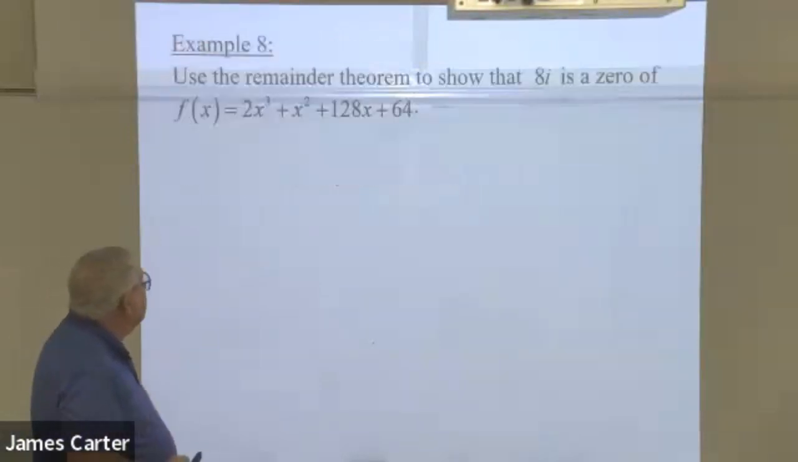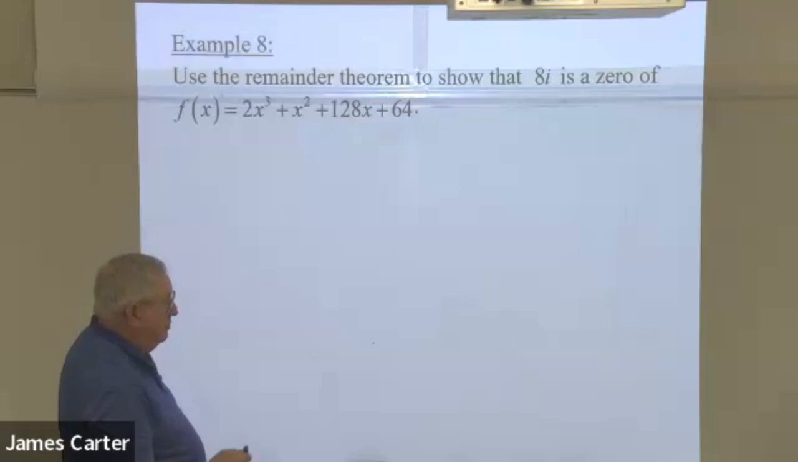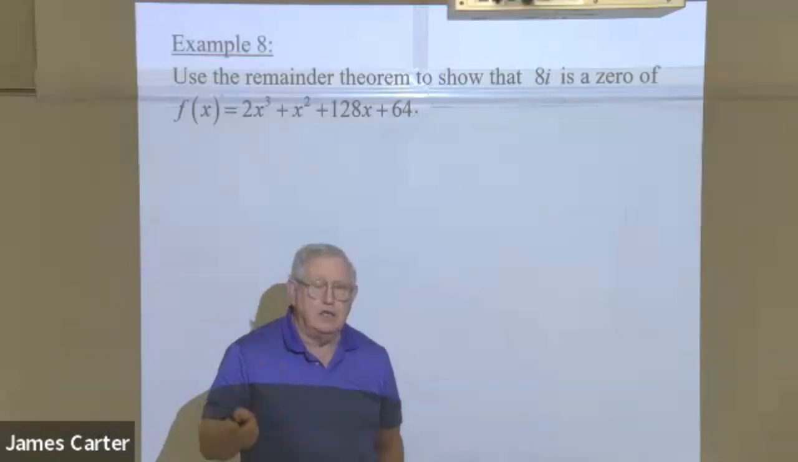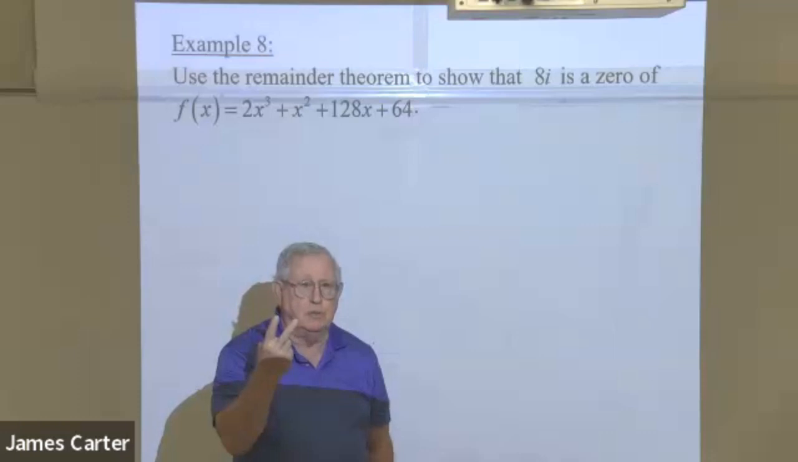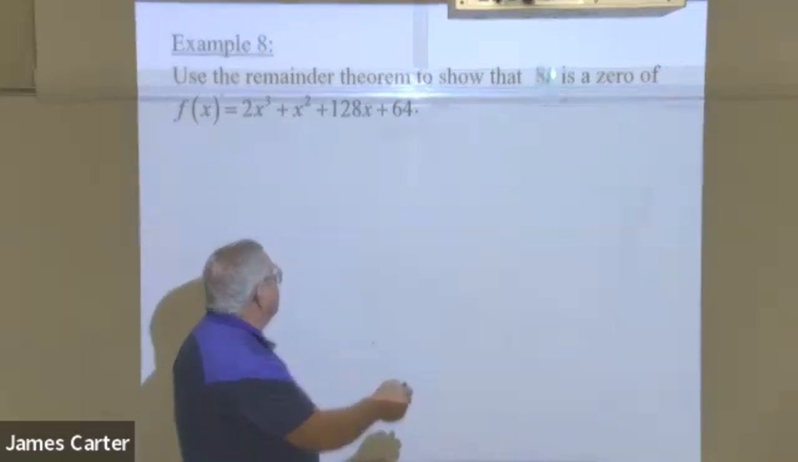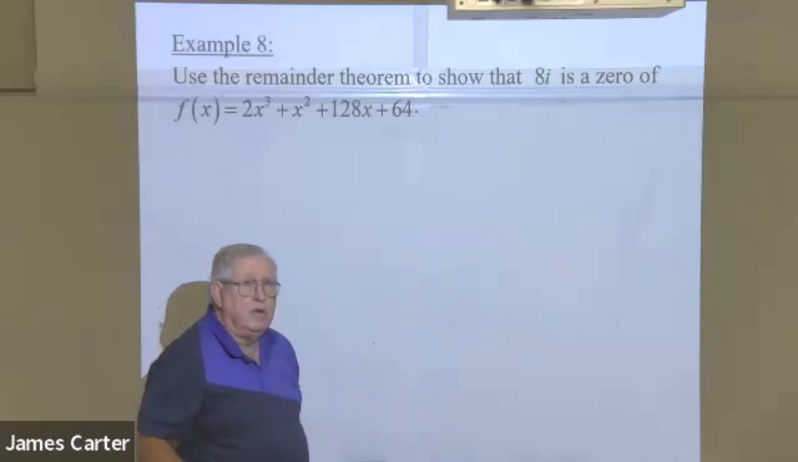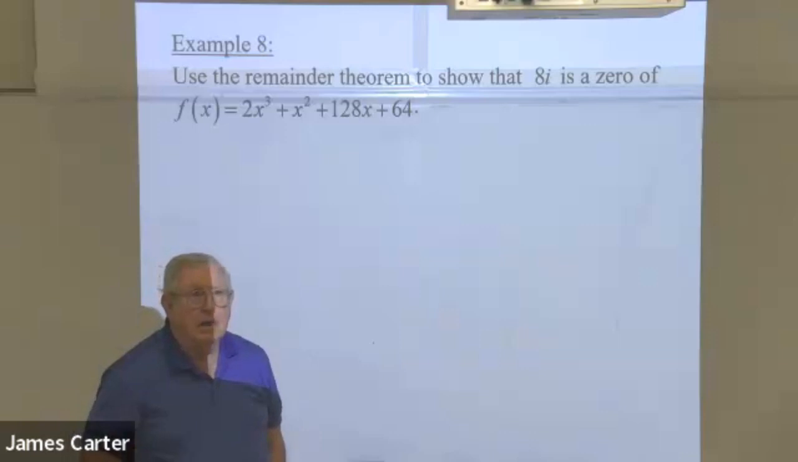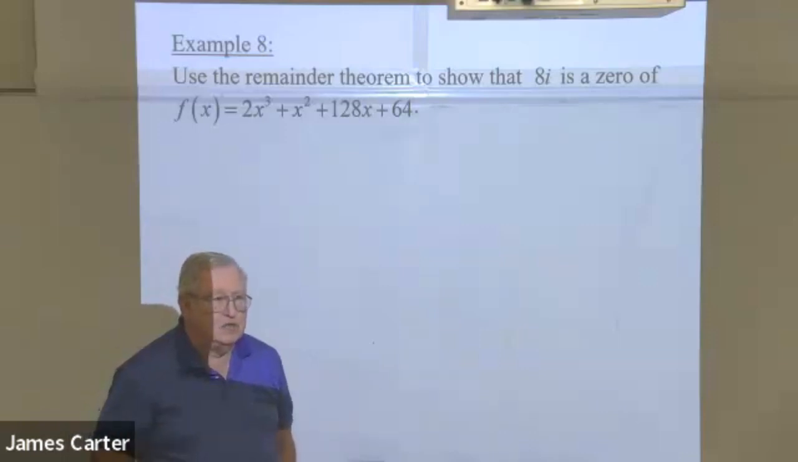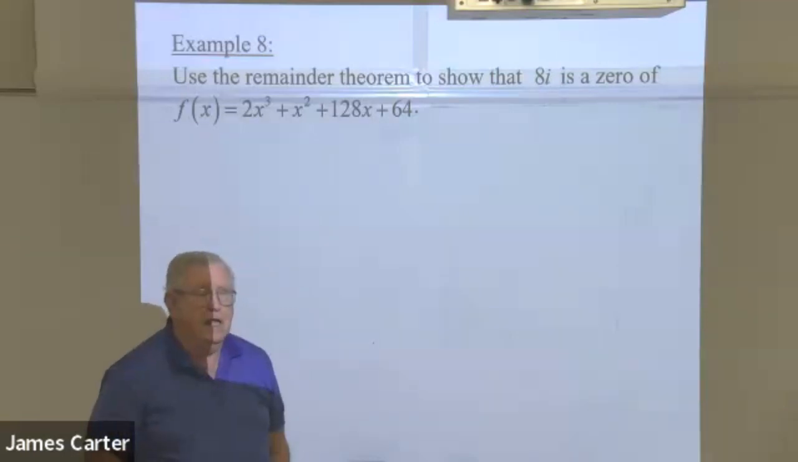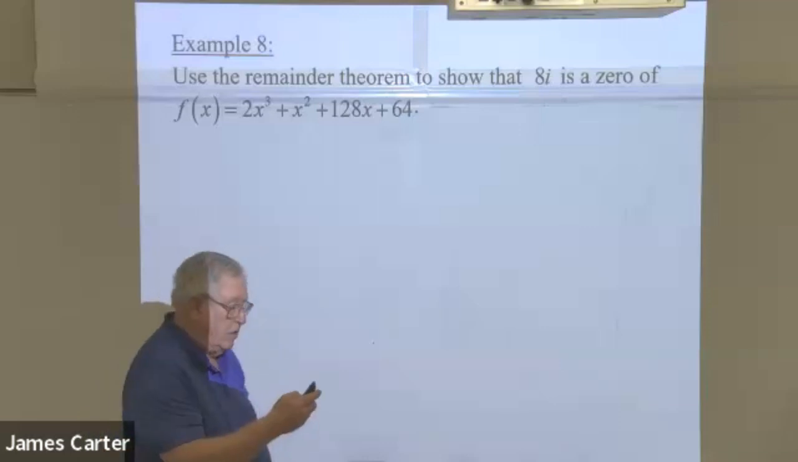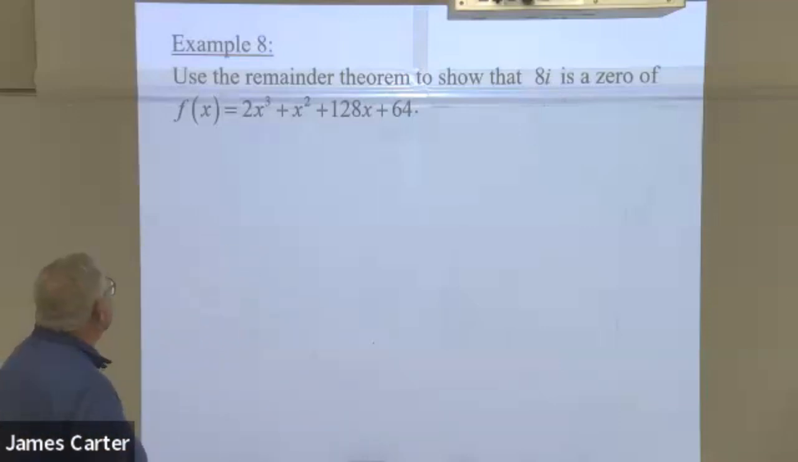Okay, now we're going to throw in some imaginary stuff. In this case, 8i. If you have one imaginary, then you must have its conjugate also. So if this is a true 0, meaning we get a 0 remainder, then we would know that negative 8i is also a factor 0.